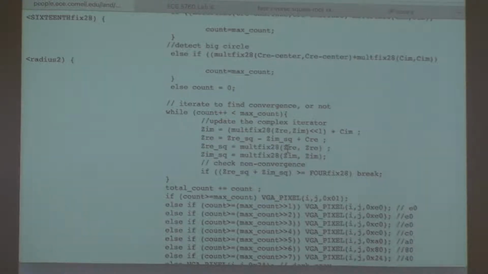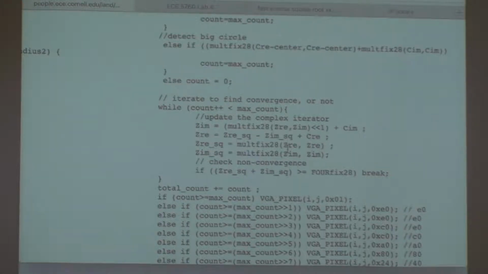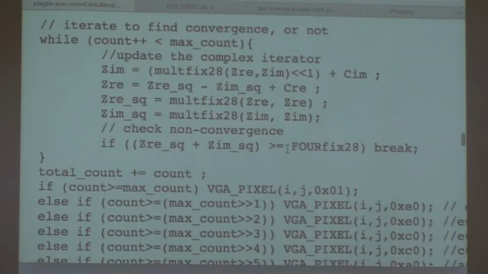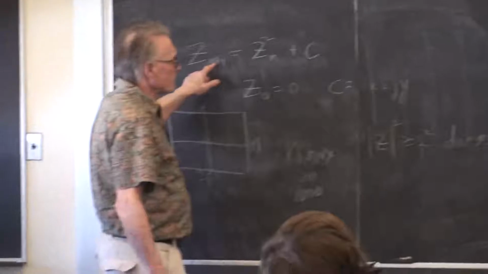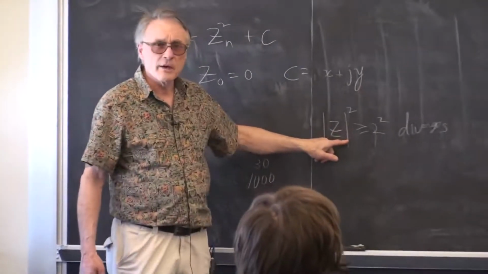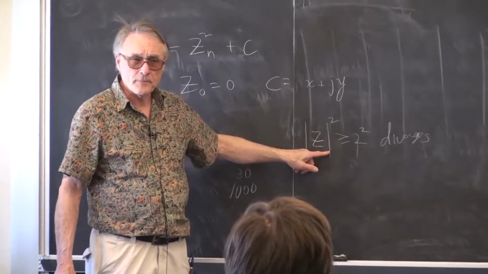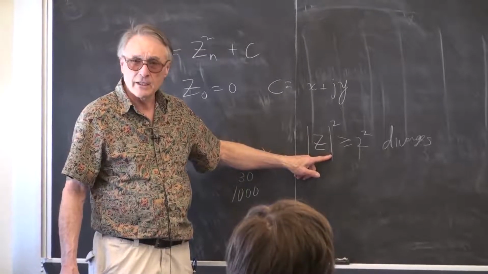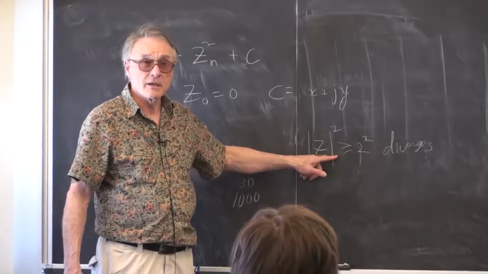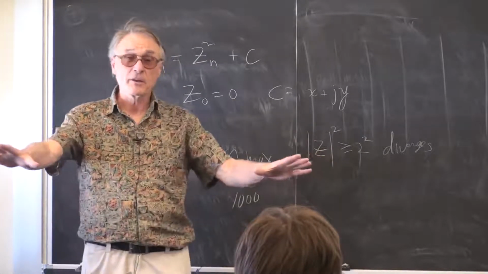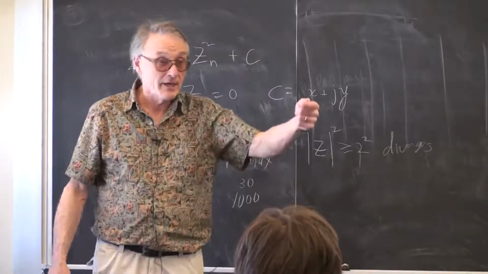We go into this loop, and the loop is going to give us some hints about how to do the Verilog, because we're doing a square operation, and then after we calculate the new z, we're doing the sum of squares of the new z. Well, z real squared plus z imaginary squared is half of the arithmetic we have to do for the next iteration.